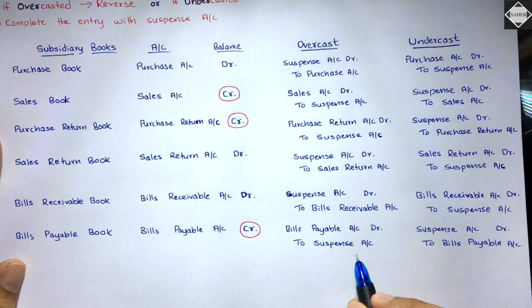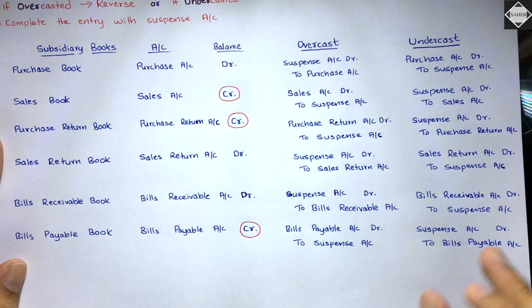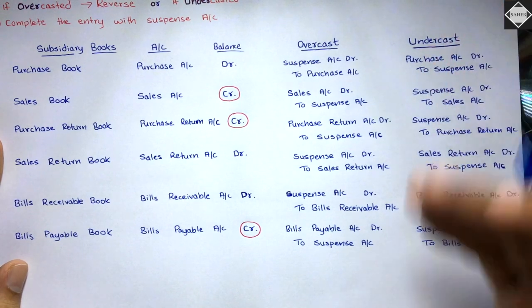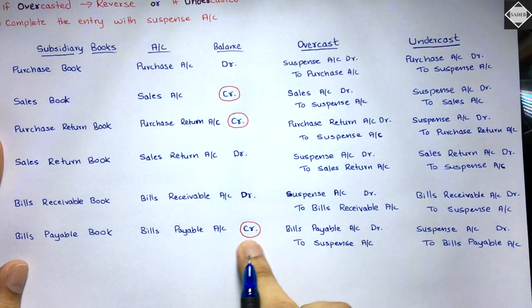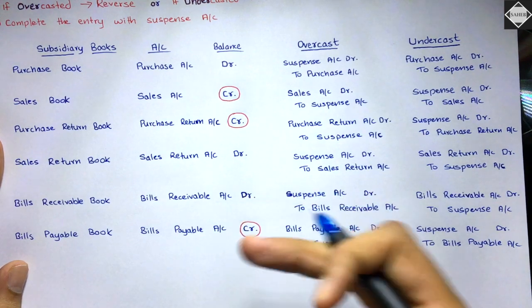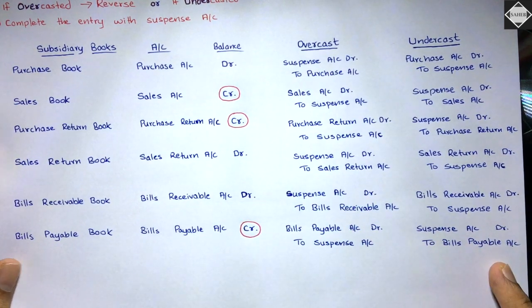Clear? Yes. And then undercast means less than what it actually is. So here what you have to do, you have to increase the bills payable. Bills payable has a credit balance. To increase, you have to credit. Suspense account debit to bills payable.